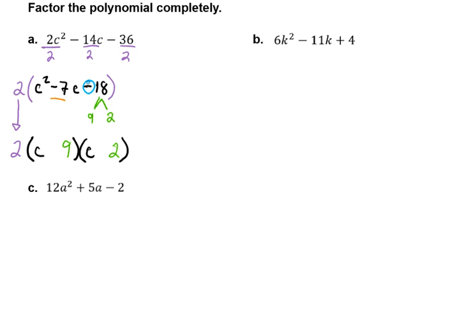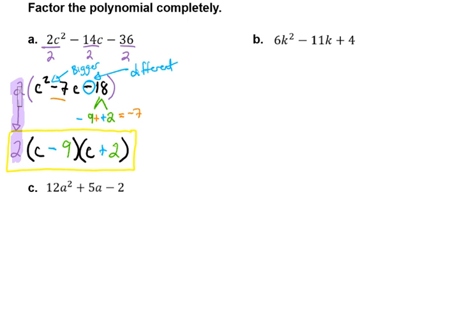We can see from right here that our symbols are supposed to be different, and this tells us that our bigger number is supposed to be the negative. So we're going to make this a negative 9 and a positive 2, and check: what is negative 9 plus a positive 2? We get negative 7, just like what we wanted. So that tells us that we have now gotten our factors. Now it's important to make sure that you bring the number that you took out down, because if you leave it off, then you haven't shown the full factor.